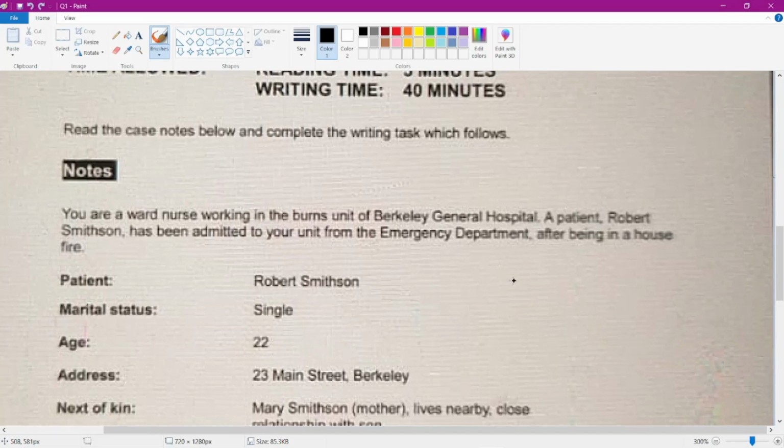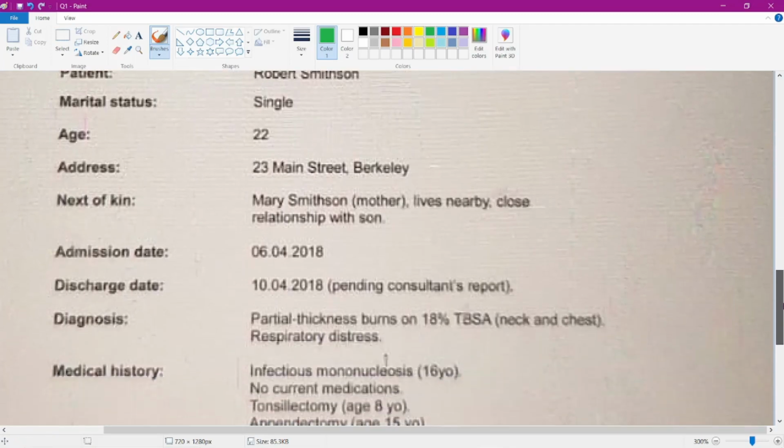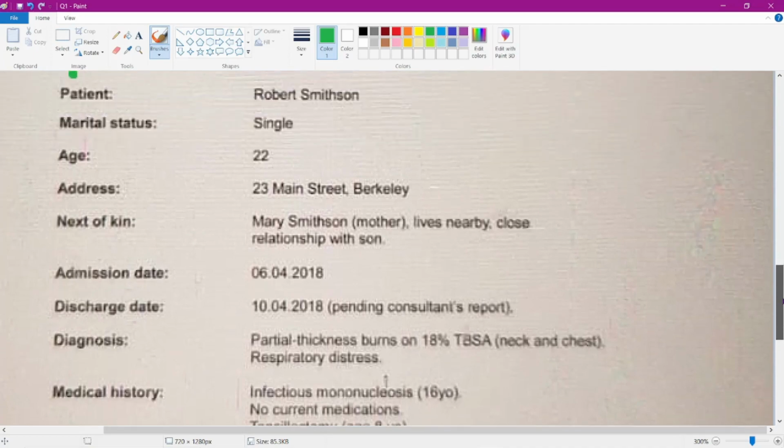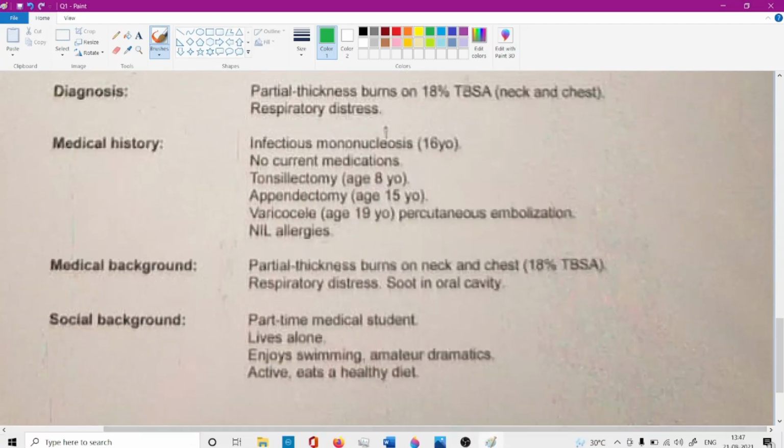So I will start reading all these things. You are a ward nurse. Okay, you are a ward nurse, Burns unit. Robert Smithson was admitted to your unit from the emergency department after being in a house fire. The reason also has been given. It's a house fire case. Now directly we will go and read the writing task.